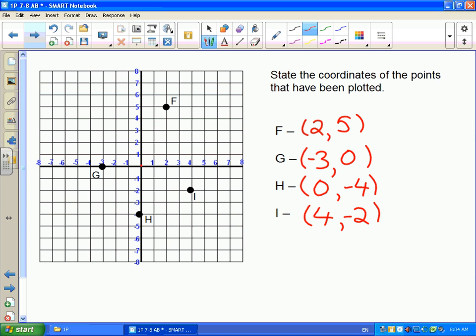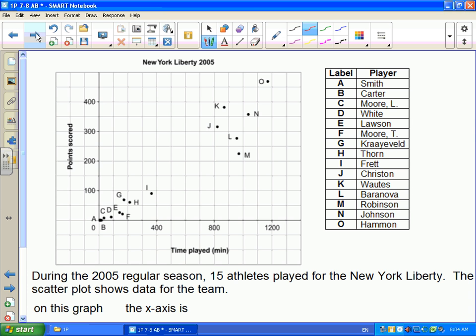Now the scatter plots we're going to be looking at are going to look a little bit more like this. We've got a series of points. All of these points are labeled. We have our axes labeled, so we have points scored over here, and we have time played along the bottom. Whenever you're making a scatter plot, make sure you always label the axes. And then we have this little legend over here to the side that tells us what each point represents.